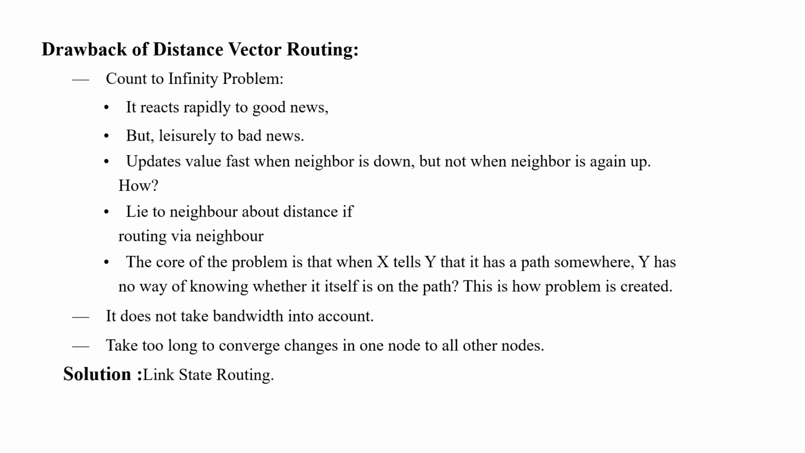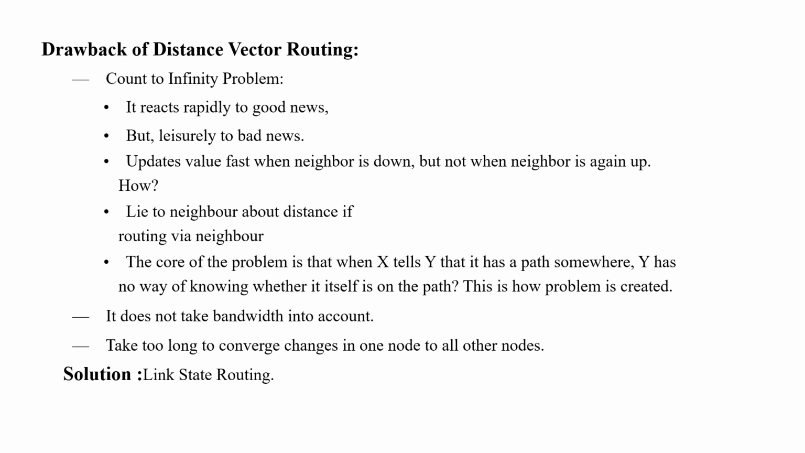So we have some drawbacks of the distance vector algorithm. Count to infinity problem. It reacts rapidly to good news but leisurely to bad news. It updates values fast when a neighbor is down but not when the neighbor is up again. It lies to the neighbor about distance if routing via that neighbor. The core of the problem is that when x tells y that it has a path somewhere, y has no way of knowing whether it is itself on the path.